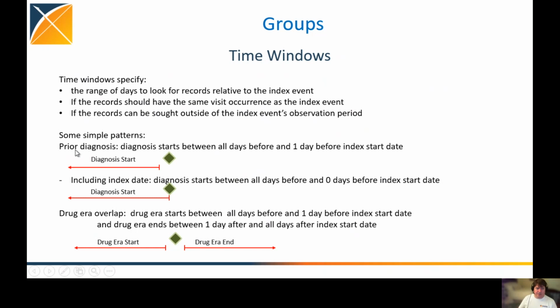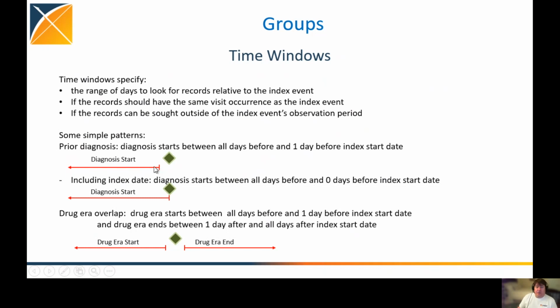The first one is a prior diagnosis. We want to say the diagnosis starts between all days before and 1 day before the index start date. Visually, that means that if this is our index event, we want the diagnosis start date to be between all days before and 1 day before the event date.